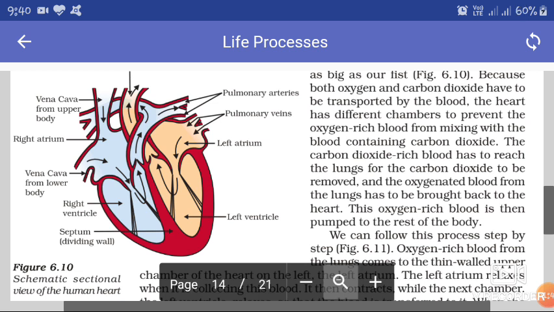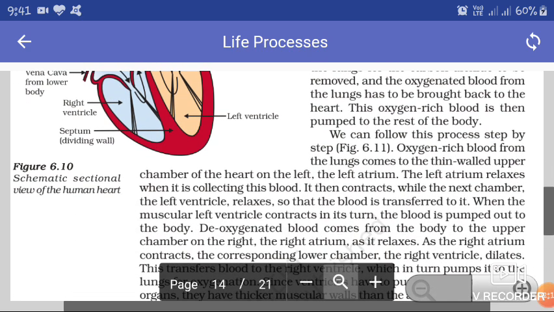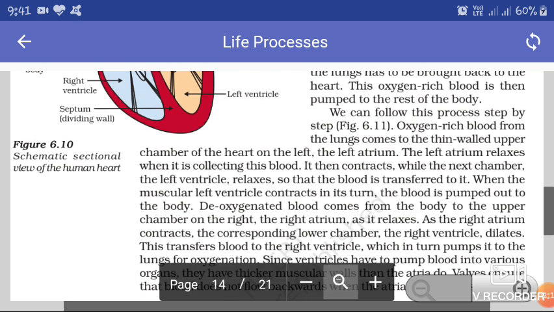Students, we have learned this about the heart. The left atrium, left ventricle, and pulmonary veins carry oxygenated blood, and deoxygenated blood flows through the right atrium, right ventricle, and pulmonary arteries. We can follow this process step by step.